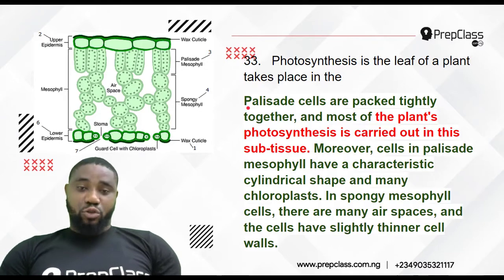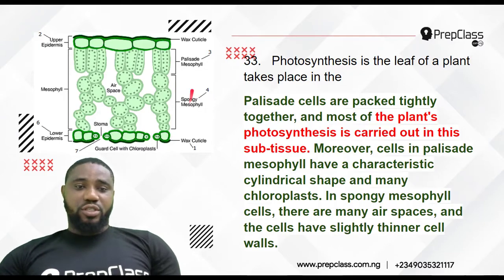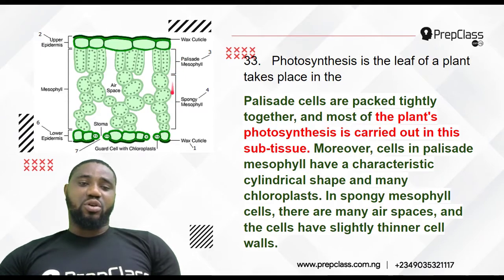Chloroplast is the site for photosynthesis. Photosynthesis takes place in the chloroplast. But if you see this, photosynthesis takes place majorly in the mesophyll cell. Mesophyll is divided into two, the palisade mesophyll and the spongy mesophyll. But this palisade mesophyll is the main part where the majority of the photosynthesis takes place. A little photosynthesis also takes place in the spongy mesophyll, but the main part is what?